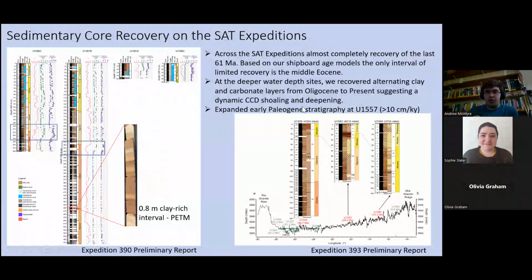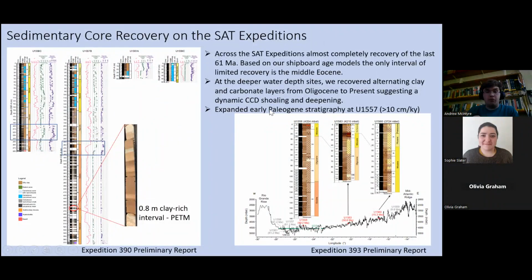I'll point out two really striking features that we found. At the deeper sites, 1556 and 1557 here, from the Oligocene to present, we saw these alternations between carbonates and clays. And this was quite a really interesting finding. When we were drilling, it was a striking feature, and it potentially suggests that the CCD was very dynamic. It was shoaling, it was deepening over time. So people who are interested in CCD reconstructions are very happy with some of the records we recovered.